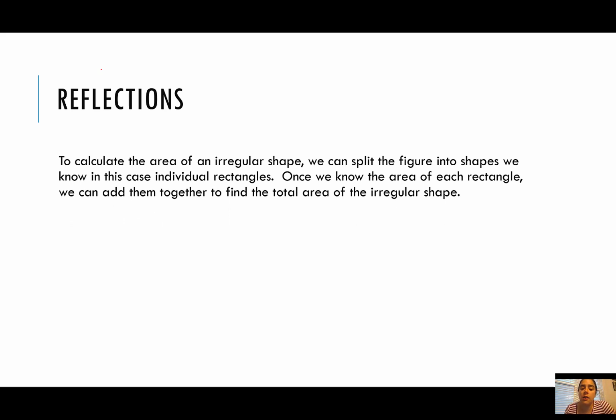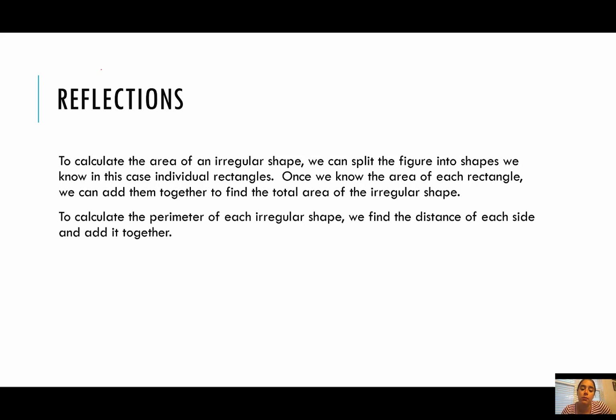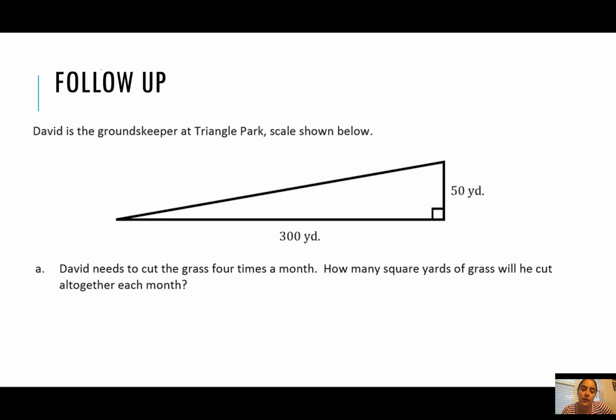Okay. So what are our reflections for today? To calculate the area of an irregular shape, we can split the figure into shapes we know, in this case, individual rectangles. Once we know the area of each rectangle, we can add them together to find the total area of the irregular shape. To calculate the perimeter of each irregular shape, we find the distance of each side and add it together.